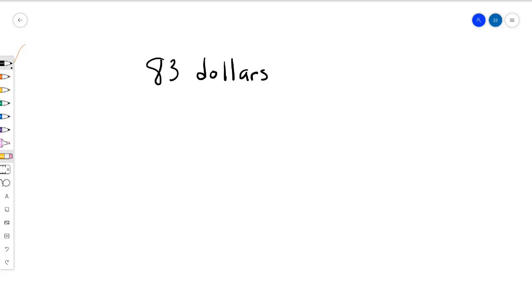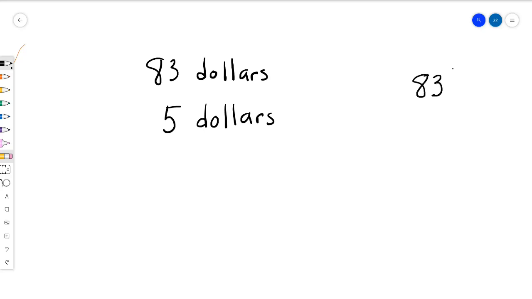In this case, you have $83, and you want to give away all of your money for Christmas to friends and relatives, but your mom says you can only give away $5 at most to each friend or family member. So you need to know, how many cards do I need to give $5 to give away all of my money, and give no more than $5 to each person?